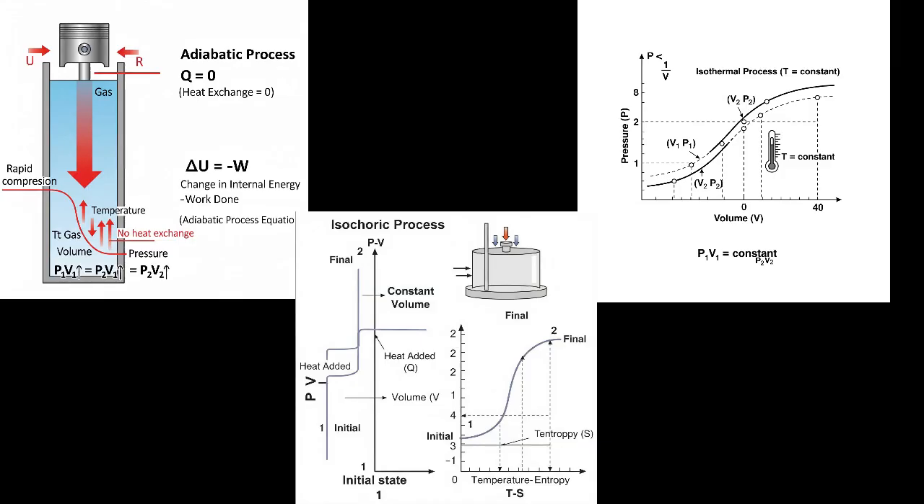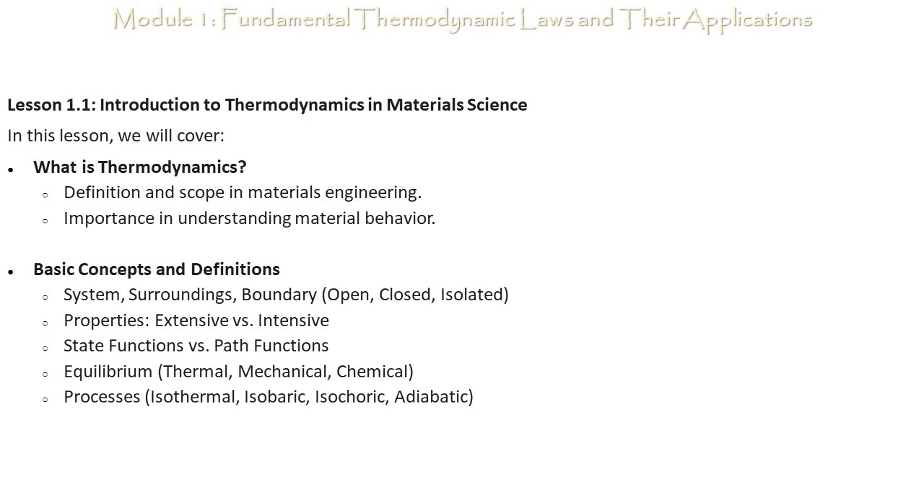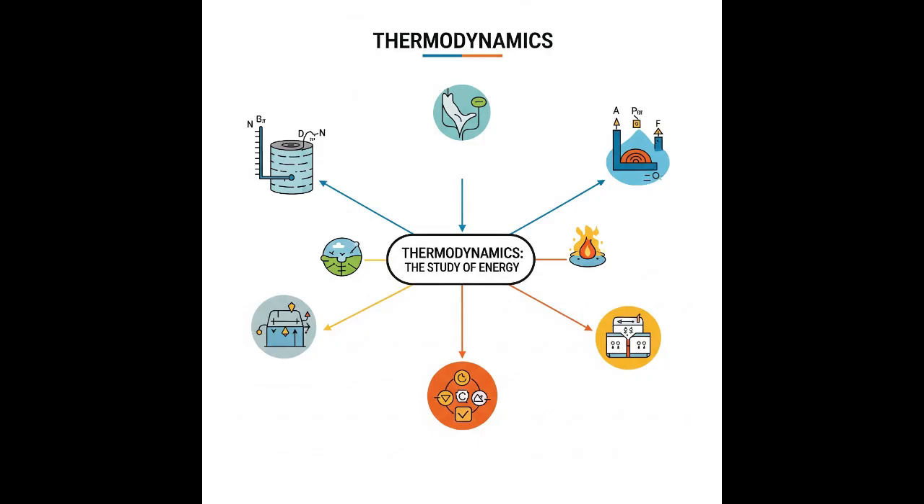So there you have it, a foundational introduction to thermodynamics and the key terms we'll be using throughout this course. We've covered what thermodynamics is and why it's vital for understanding materials, the concepts of systems, surroundings, and boundaries, the difference between extensive and intensive properties, the critical distinction between state functions and path functions, the various types of equilibrium, and common thermodynamic processes. This vocabulary will be essential as we move forward.